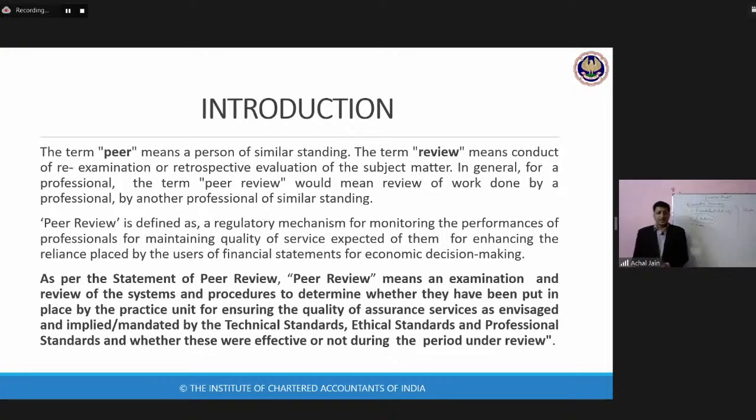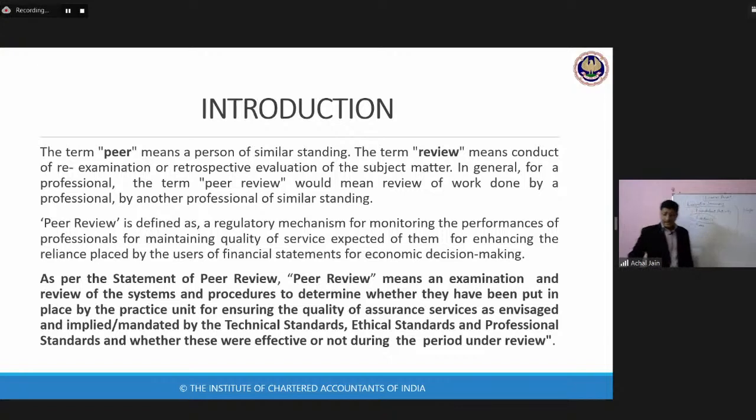So let's understand, what do we mean by peer review? The term peer review comprises two words, peer and review. So what do we mean by peer? Peer means a person of similar standing. Person of similar standing means our peers. So this is a term which we use in the normal context, our peers.